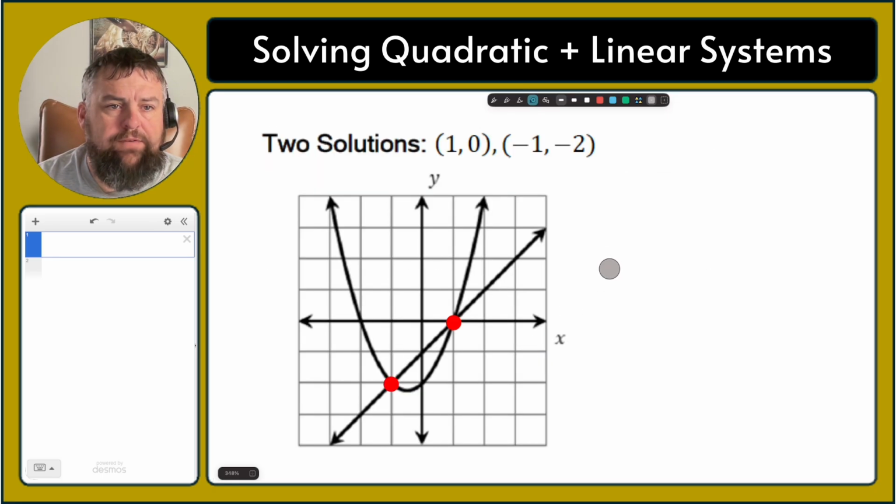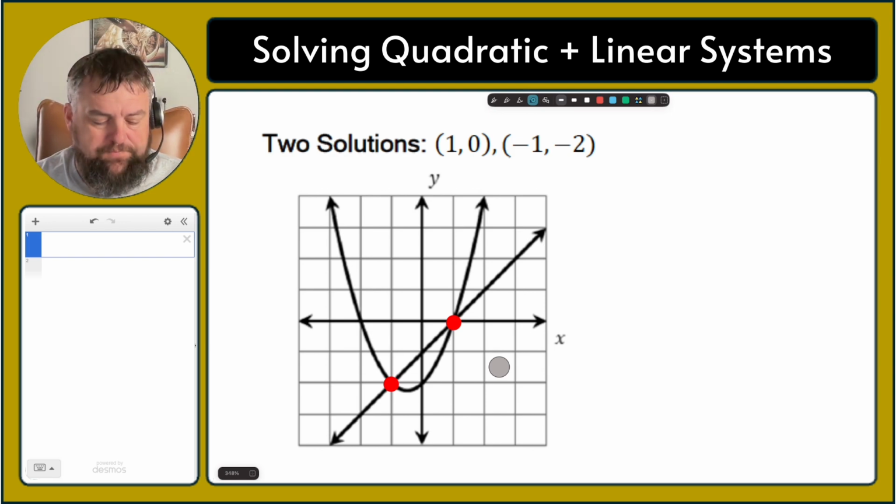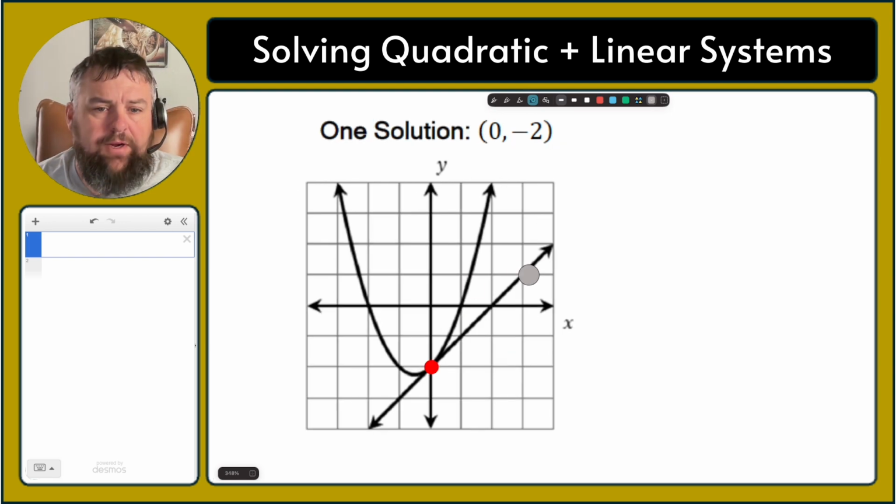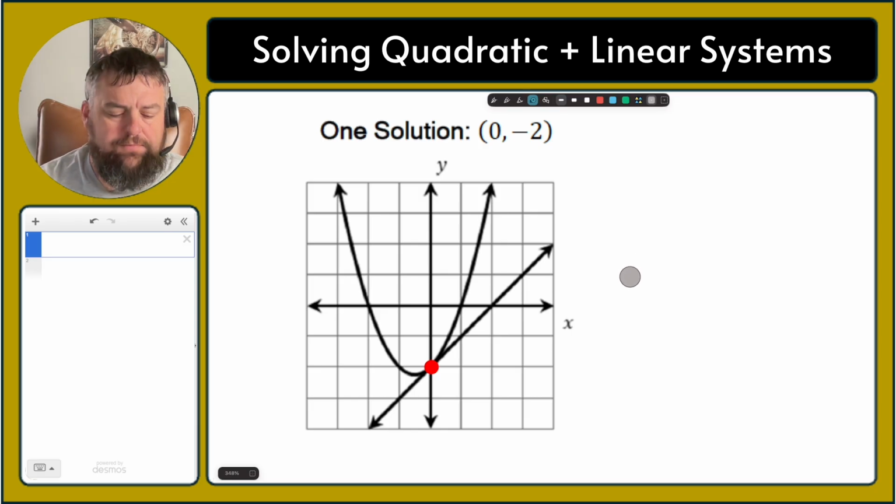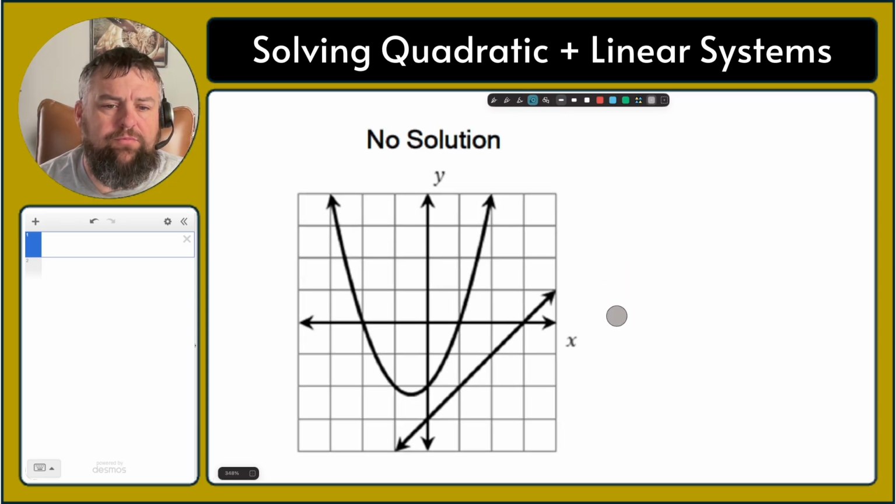This is what a graph would look like if it has two solutions. It might look like this. You might have a negative linear function. You might have a parabola that opens down or up in this case. This is what a graph of a linear quadratic system with one solution would possibly look like. And this is what a graph with no solution would look like. They would not intersect each other.